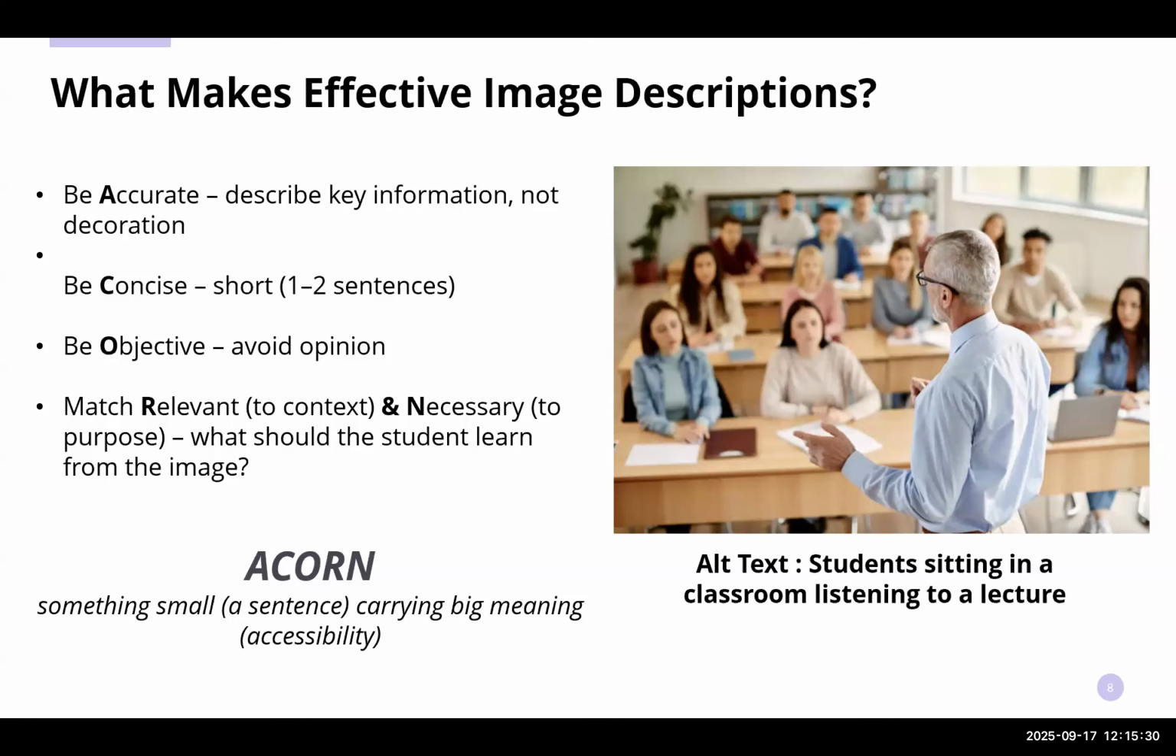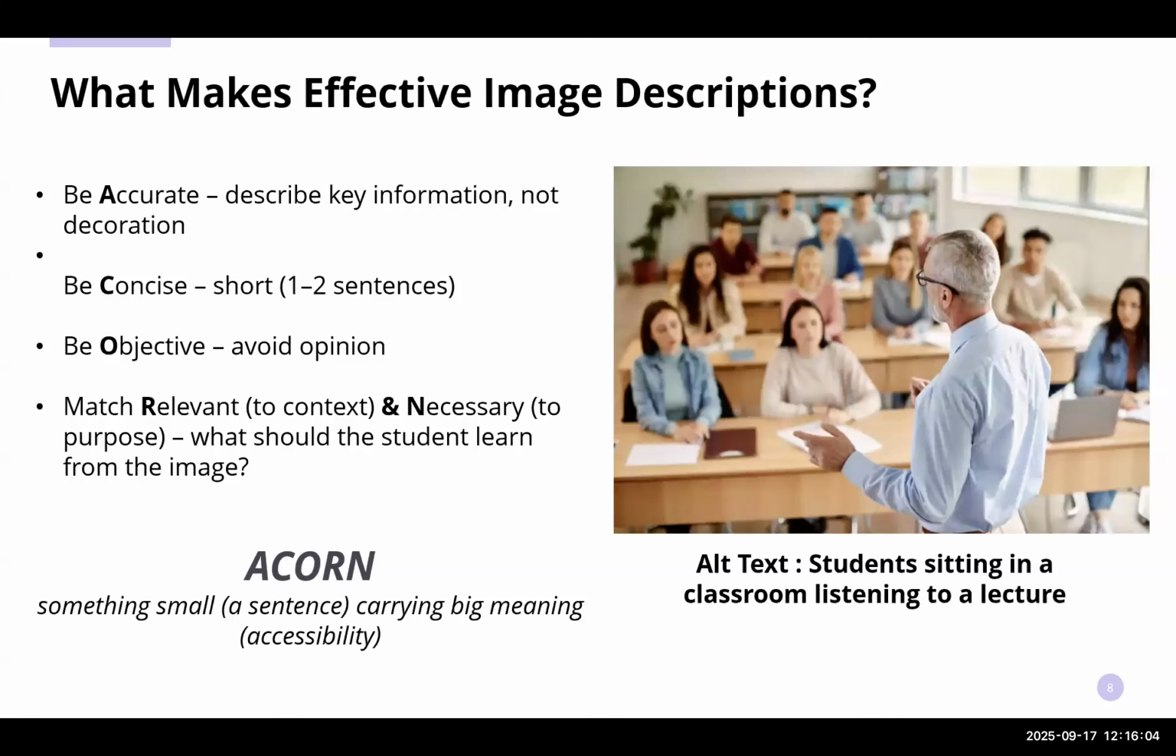Starting with A, which stands for accurate. Focus on what actually is in the image, especially the key information, and skip decorative or artistic details that do not serve the purpose. Next is C for concise. Keep it short, a maximum of 1 or 2 lines, as for simple images we are aiming for clarity, not a full description.